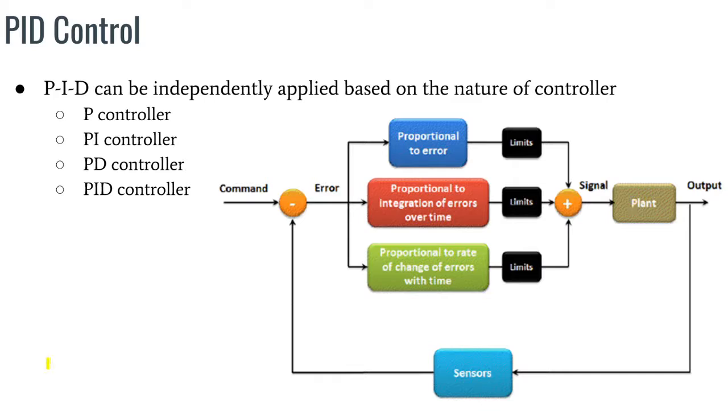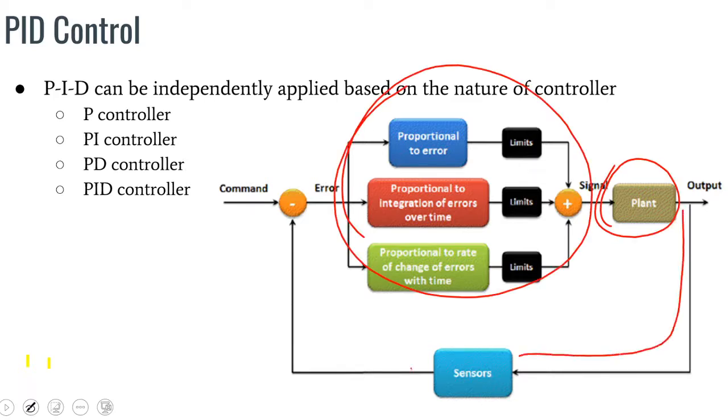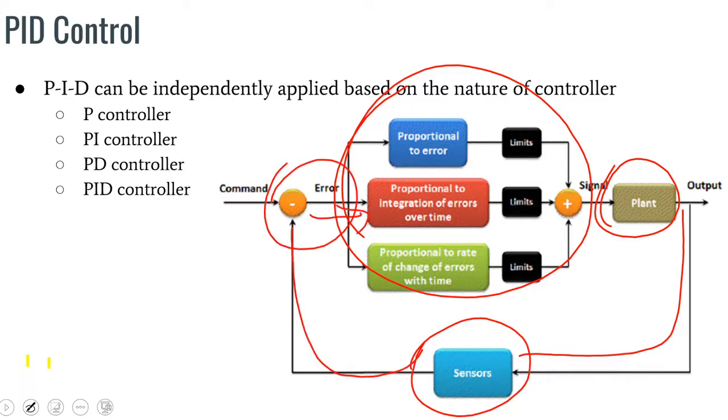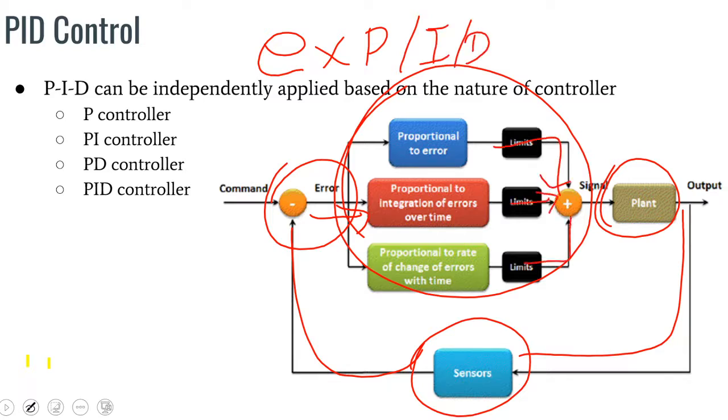So in our feedback loop, this is the standard feedback loop. We have the plant, the controller is here, and then there are some sensors sensing the error, and then the error is fed back into the controller. Then the error can be multiplied by our proportional component, or the integral component, or the derivative component to get the output variable, the control variable, to the plant.